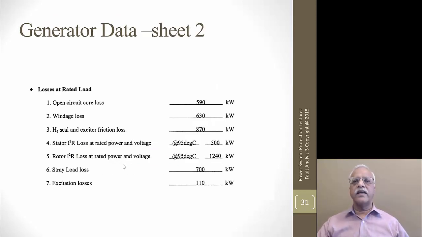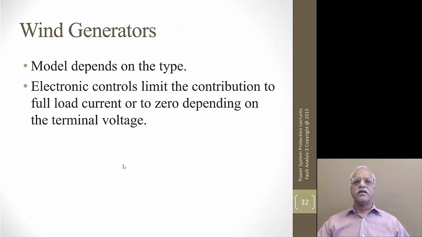I think we are at the end of this, and in the next lecture, we'll continue with the fault location. When it comes to wind, it depends on the model type, whether it has electronic controls or not. They have type 1, type 2, type 3, type 4, and electronic controls limit the contribution to fault current, either to full load depending on the terminal voltage, or to zero if the voltage is too low. And if it is fully type 4 with full electronics, you may not get any fault current after a quarter cycle or half a cycle.